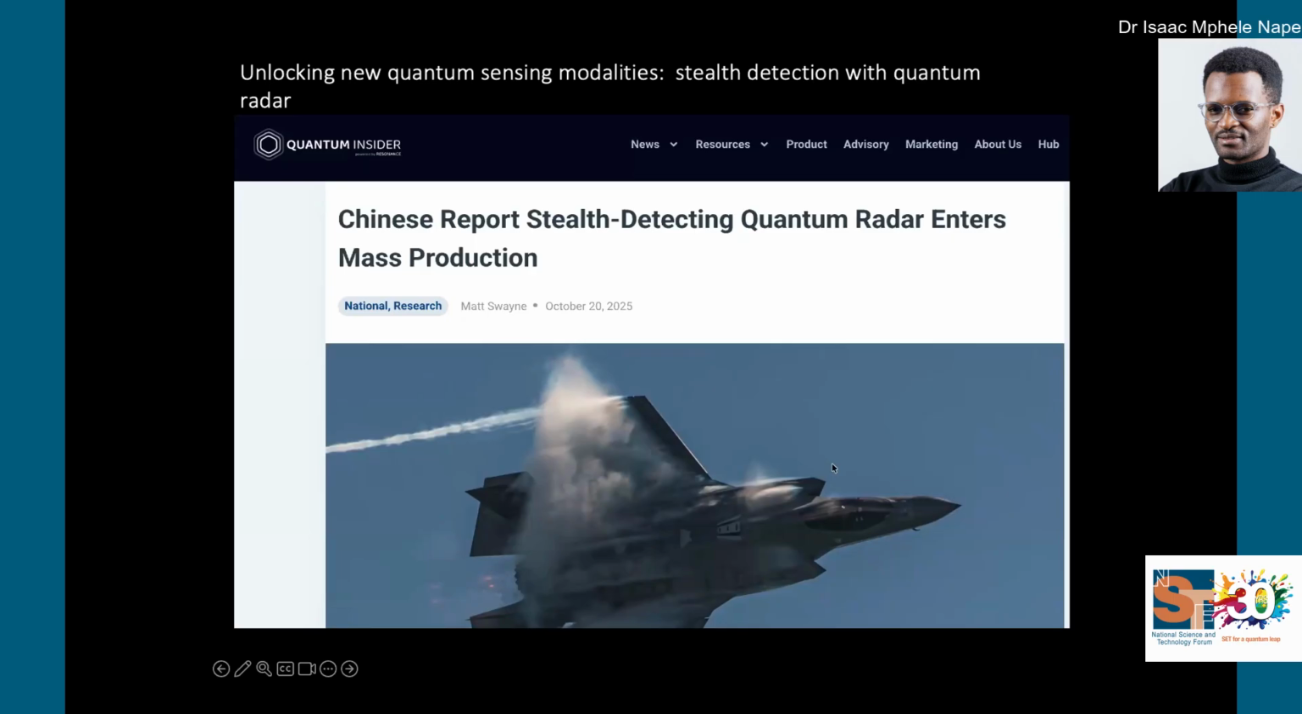China recently developed a quantum radar that uses these principles. They use entanglement to probe a very sensitive object, and it turns out they can do this at distances of around 600 kilometers. So this technology is becoming real and is finding real applications.